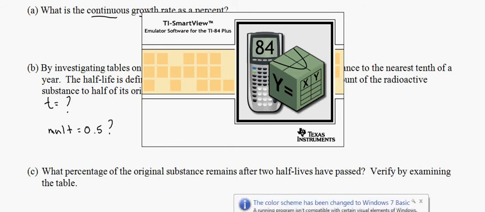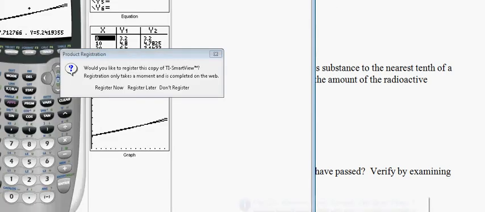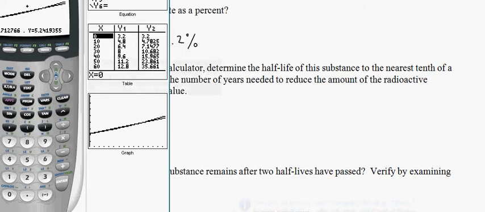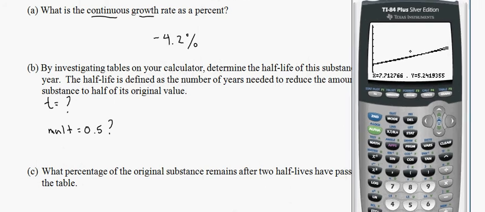Where did my screen go? It takes a little bit. I should have had this open beforehand. Please excuse the pause. Here comes my calculator. Let's get rid of this, and let's bring the calculator in so you can actually see it.